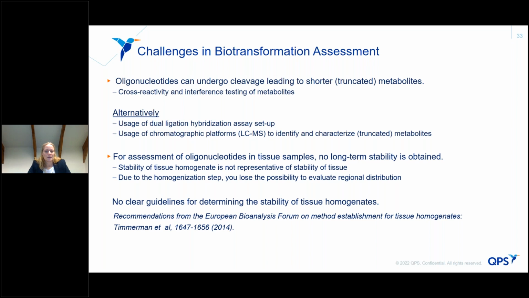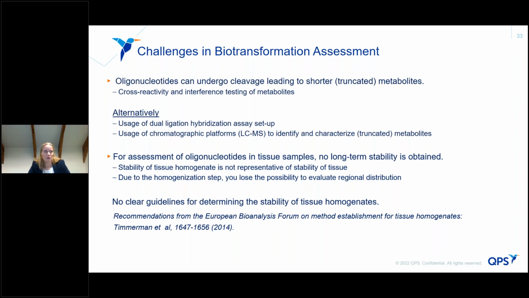So that's one point, but also due to the homogenization step, you lose the possibility to evaluate regional distribution. So most of the time you have a tissue and you cut a piece of the tissue and you homogenize that. And the concentration which is measured is, of course, one part of that whole tissue, because it doesn't really reflect what's in the whole tissue. With this in mind, no long-term stability is obtained.